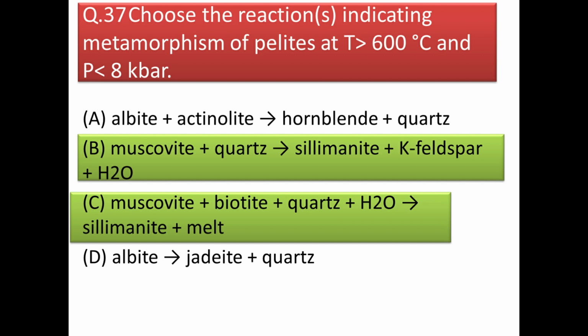Next question. Choose the reactions indicating metamorphism of pelites at temperature greater than 600 degrees Celsius and pressure less than 8 kbar. Now in this given temperature and pressure condition, only two of these reactions can prevail. That is, muscovite plus quartz gives rise to sillimanite plus feldspar plus H2O, and muscovite plus biotite plus quartz plus H2O gives rise to sillimanite plus melt. Because the given temperature and pressure condition indicate the sillimanite zone, okay? And in the sillimanite zone, these reactions are obvious. Now, if you want to know more about the zones and phases of metamorphism, we have already made a video on that. Go and check it out.